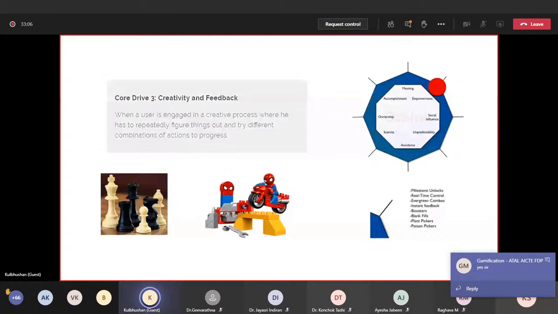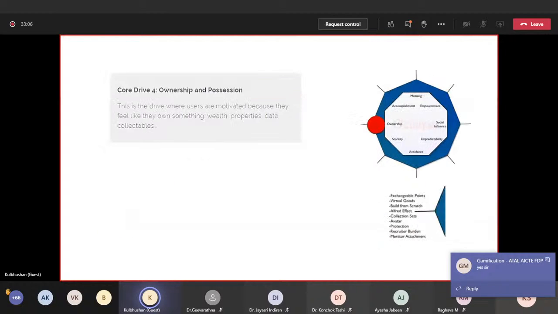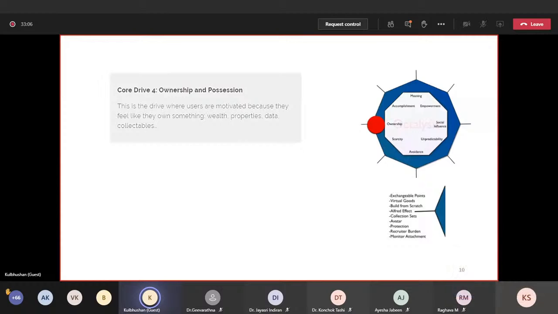So we are moving on to the core drive for ownership and possession. Anything the user or the player owns in the system, the users are motivated because they feel like they are owning something. It can be their virtual avatar, virtual goods, exchangeable points. All those things are unique to a user, and the user owns that thing.